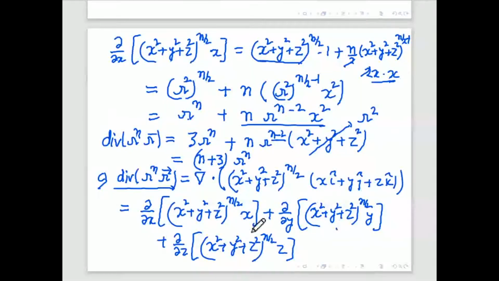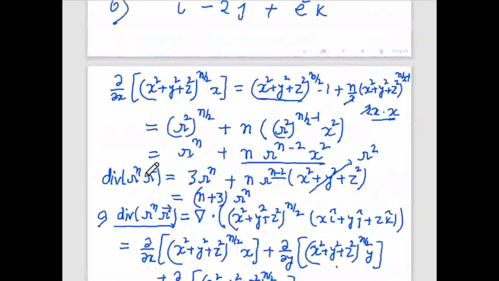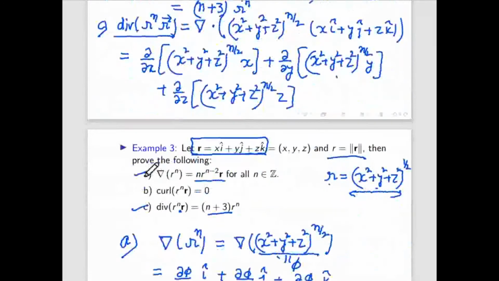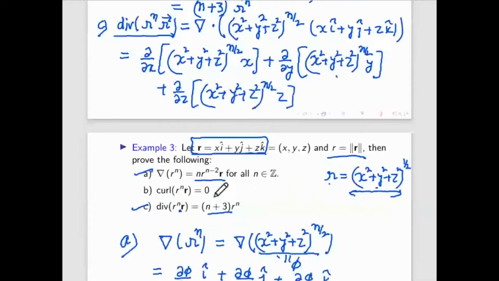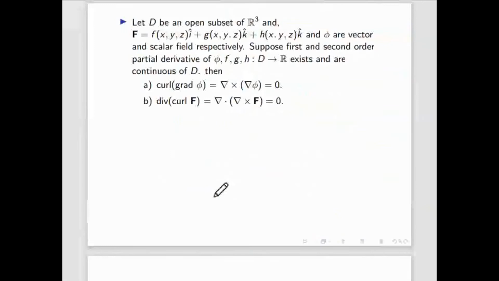So each term you can differentiate and then sum, and you will get the divergence. That will come n plus 3 r to the power n. Here if you do, you will get the answer 0. So now we'll move to the next. Two more examples.